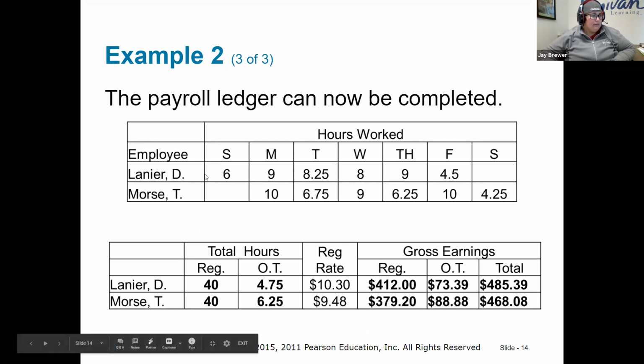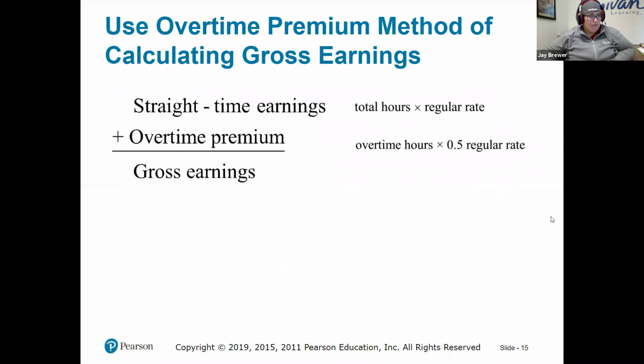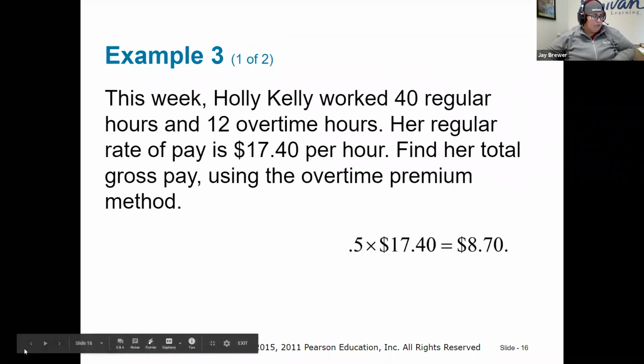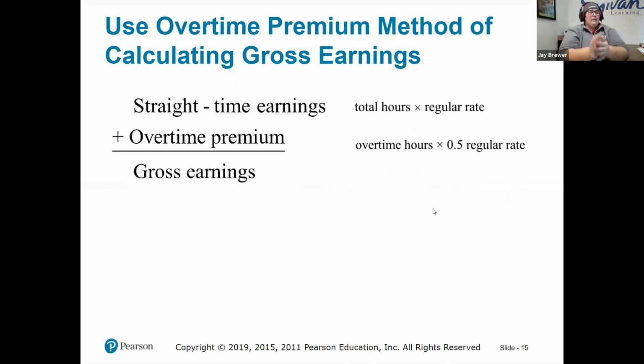Okay, so that's everything written out in the ledger. Definitely make sure you write everything out so you do not end up messing up anywhere and having silly errors. So this is just showing you a little bit of a different way.